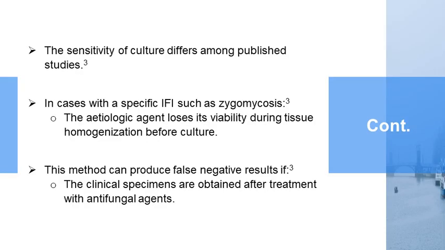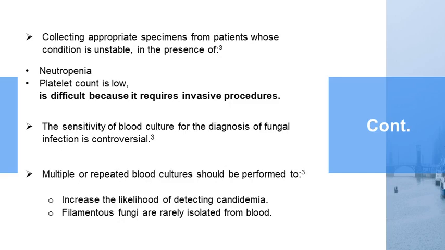The sensitivity of culture differs among published studies. In cases with a specific fungal infection such as zygomycosis, the etiologic agent loses its viability during tissue homogenization before culture. In addition, this method can produce false negative results if the clinical specimens are obtained after treatment with antifungal agents. Collecting appropriate tissues and other sterile specimens for culture or histology from patients whose condition is unstable, especially when neutropenia is present or platelet count is low, is difficult because it requires invasive procedures.